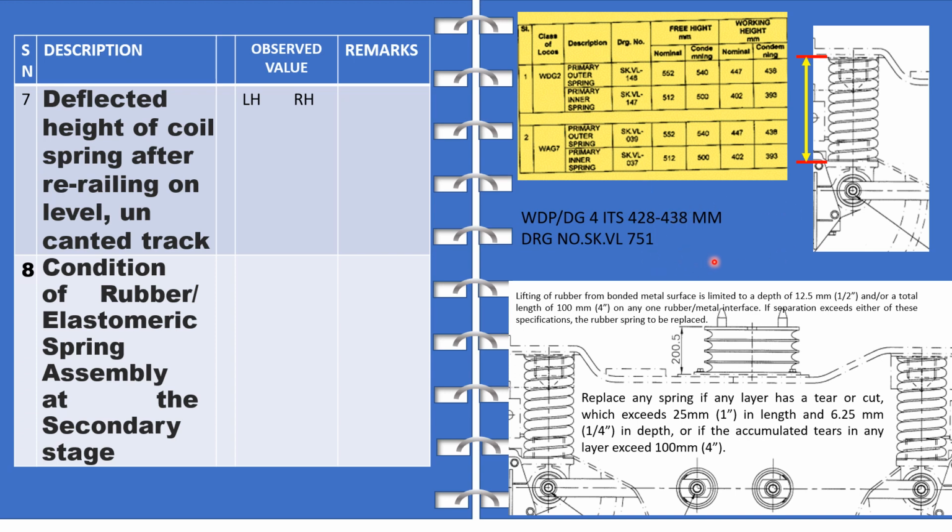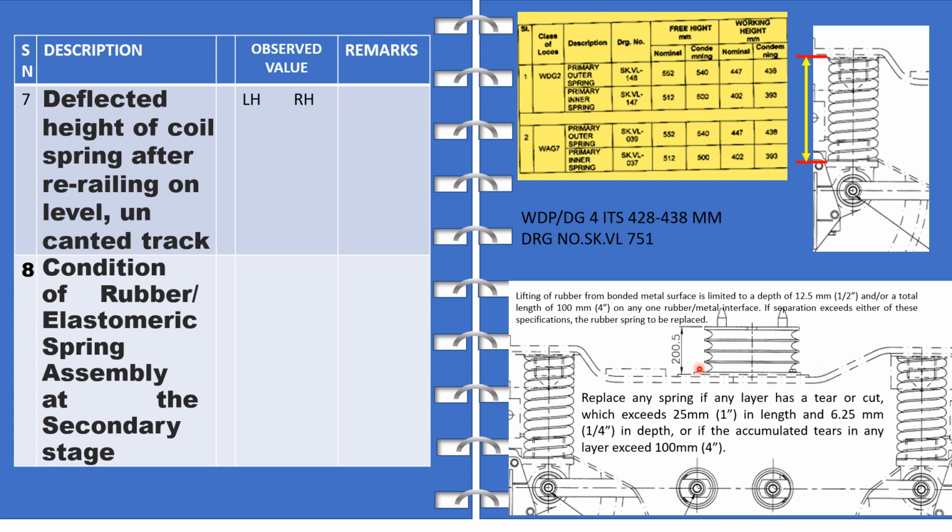I have found in many cases the working height is less than 428. I have seen 420, 419 like that, and sometimes it is even more than this. That indicates the springs are stiff or of a higher range. Then we have the secondary springs, the rubber pads.